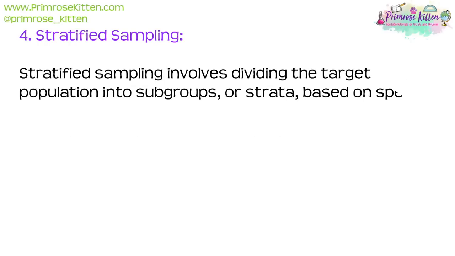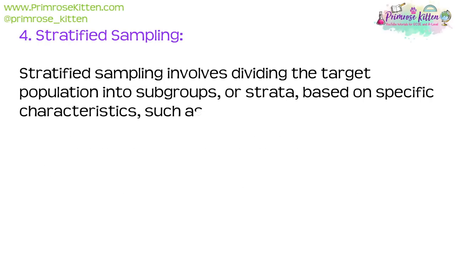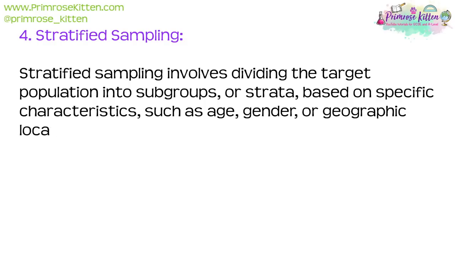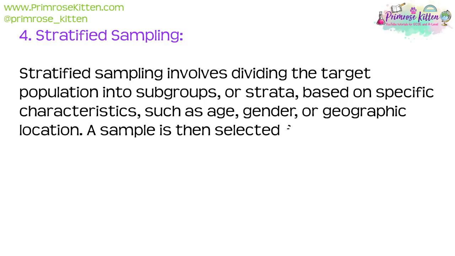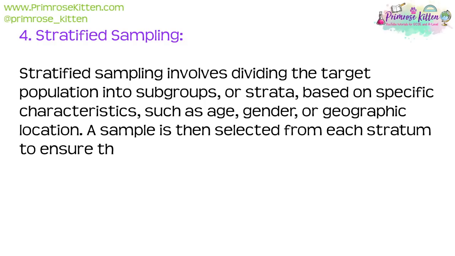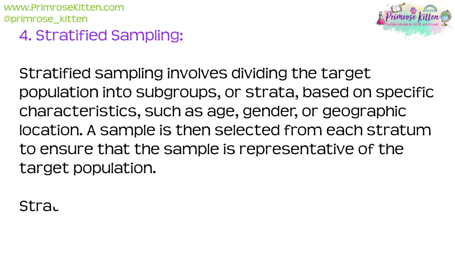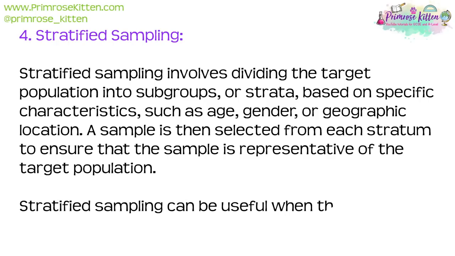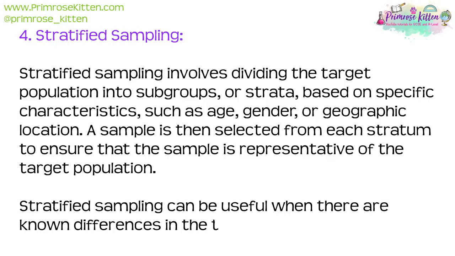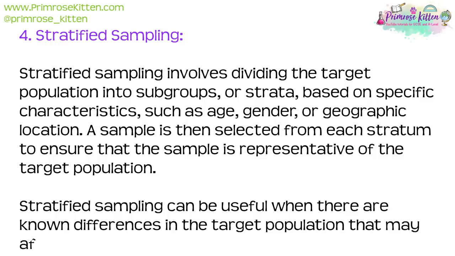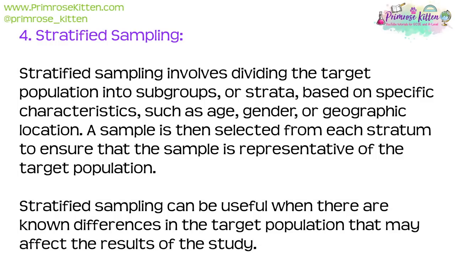Stratified sampling. Stratified sampling involves dividing the target population into subgroups, or strata, based on specific characteristics, such as age, gender, or geographic location. A sample is then selected from each stratum to ensure that the sample is representative of the target population. Stratified sampling can be useful when there are known differences in the target population that may affect the results of the study.